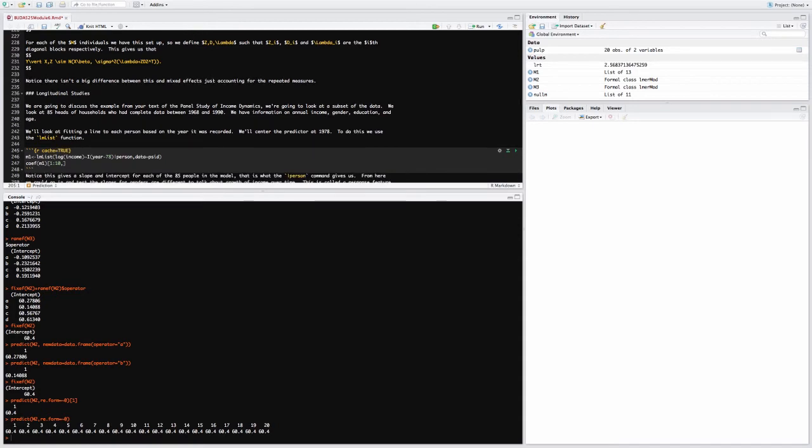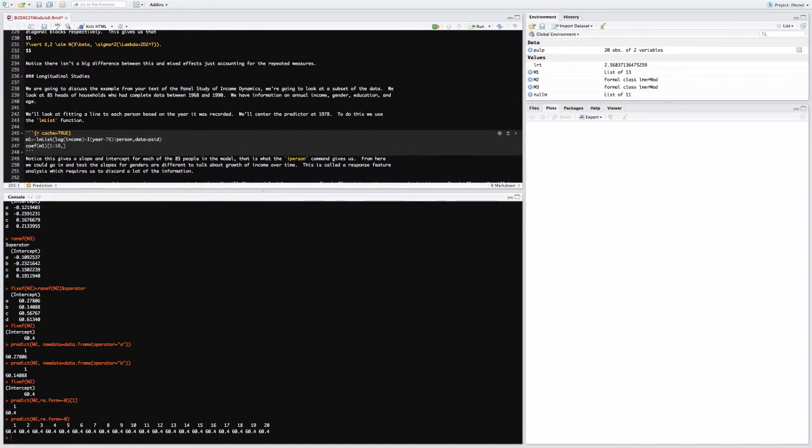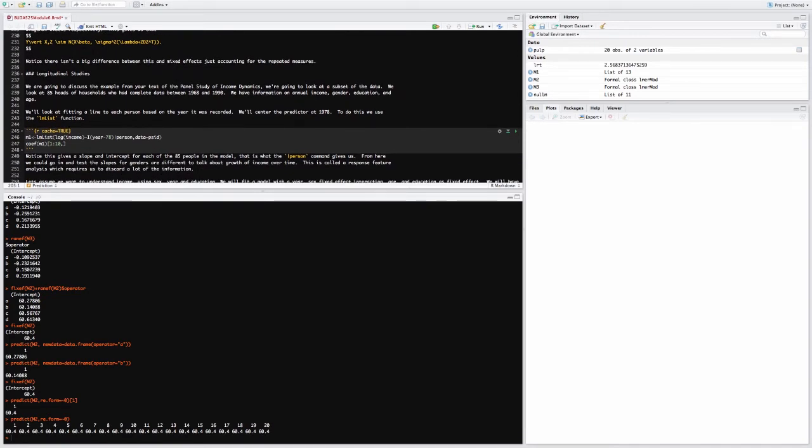So this is the panel study of income dynamics. We're going to look at a subset of the data: 85 households who had complete data between 1968 and 1990. We have information about annual income, gender, education, and age. We're going to look at fitting a model for each person based on the year it was recorded. We're going to center the predictor at 1978, and we're just going to fit log income. Basically, this fits a model just based on year to see how income looks at each year, given the person.